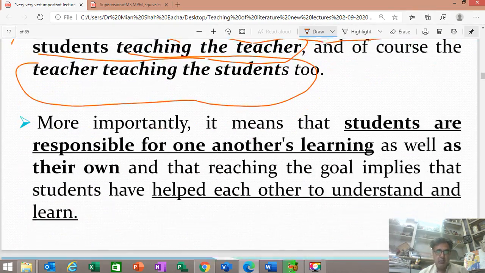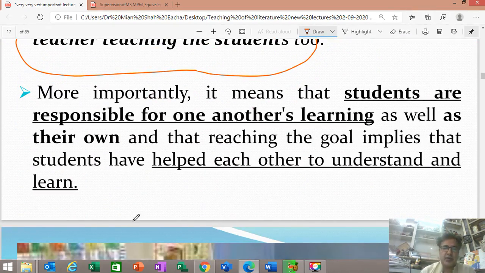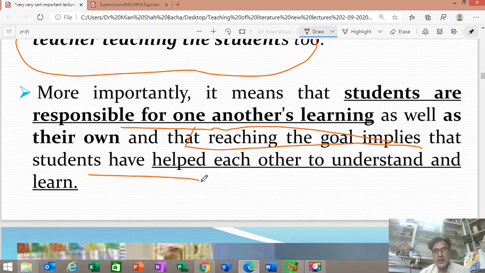More importantly, it means that students are responsible for one another's learning as well as their own, and the teaching-learning goal implies the students help each other to understand. Simply put, everybody is working in collaboration. If it is a teacher, if it is a student, whoever is there, they're working together in collaboration.